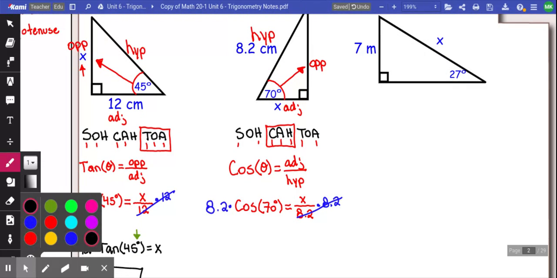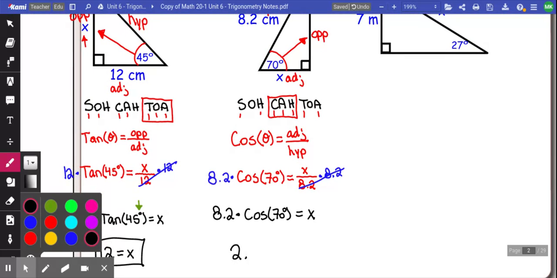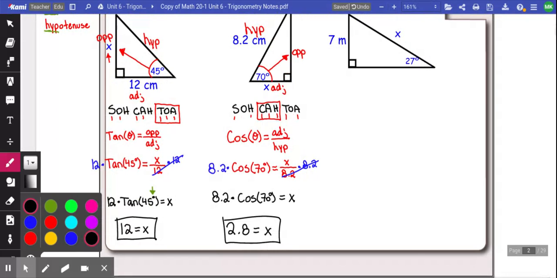If I put into my calculator 8.2 times cos of 70 degrees equals x, I end up getting 8.2 times cos of 70, 2.8 equals x. Awesome. Hopefully this is starting to ring a little bit of a bell.